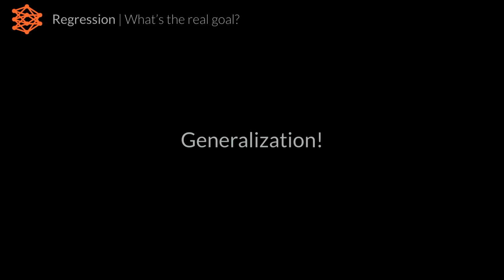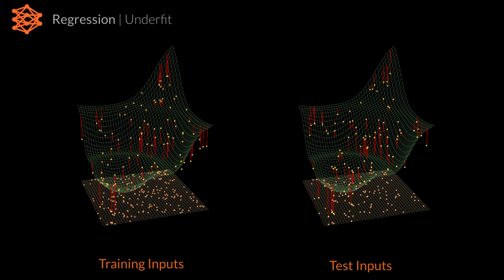So I've talked sort of vaguely about creating a function from a bunch of examples. So what do I mean specifically? The goal here is to generalize. So let's illustrate this through our toy example. Here we have a model that is not expressive enough to properly absorb the training inputs, to properly fit the training inputs. So this is an underfit situation. It doesn't even fit the training inputs, let alone the test inputs, which are shown on the right.